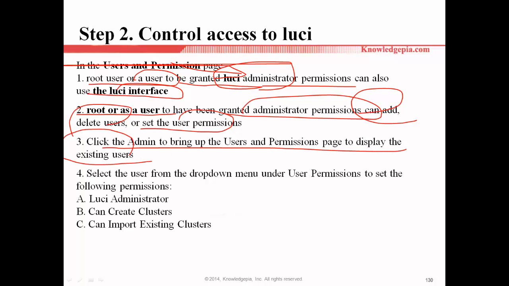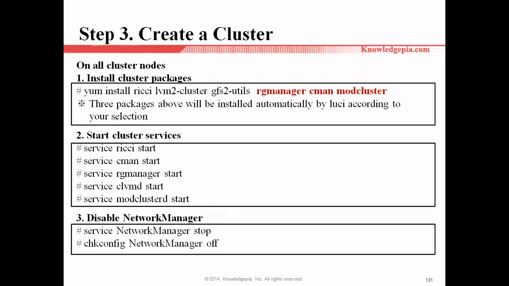Step 3, click Admin to bring up the Users and Permissions page to display existing users. If we want to check the administrator's information, then you can use this screen. And step 4, select users from the drop-down menu on the user permissions page to set the following. So later, maybe you can use this kind of menu as your luci administrator.